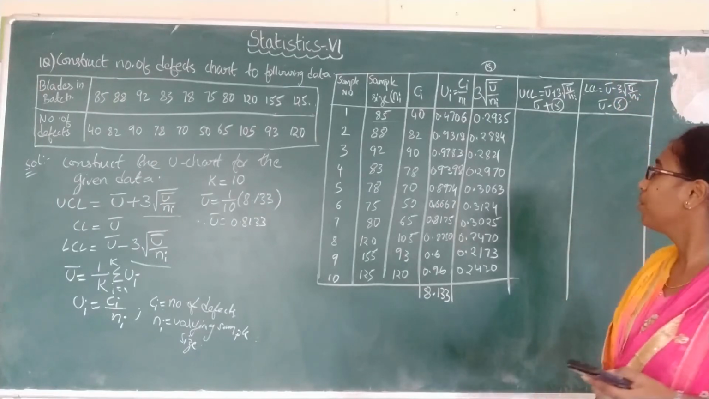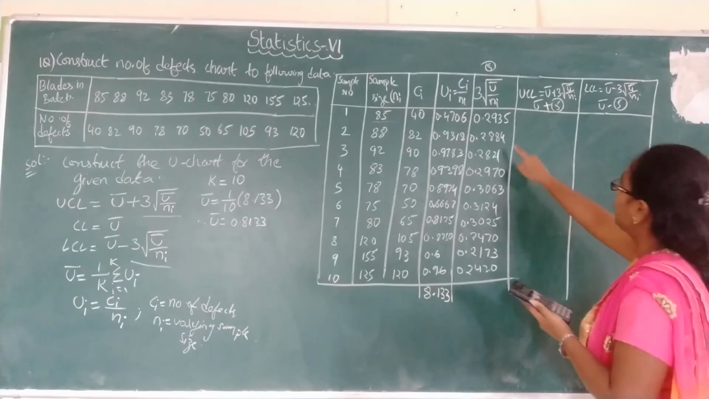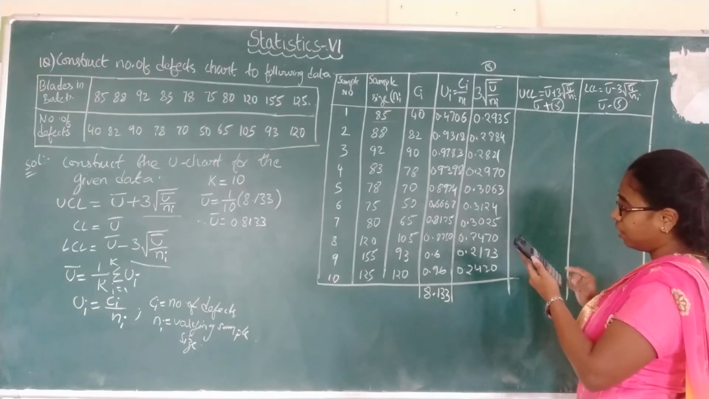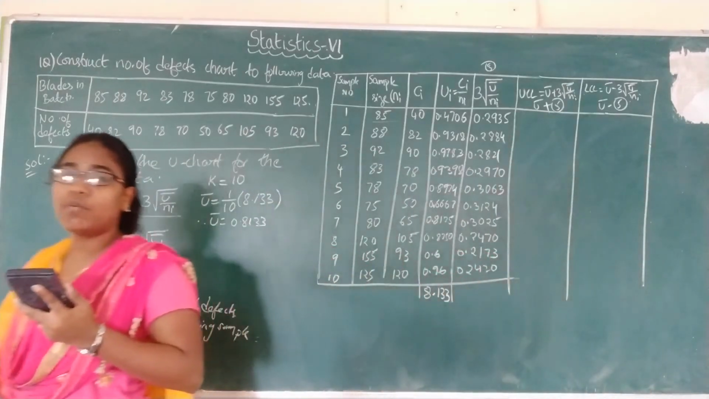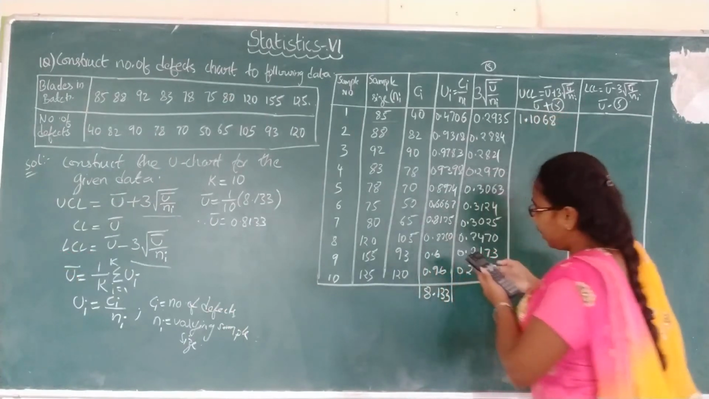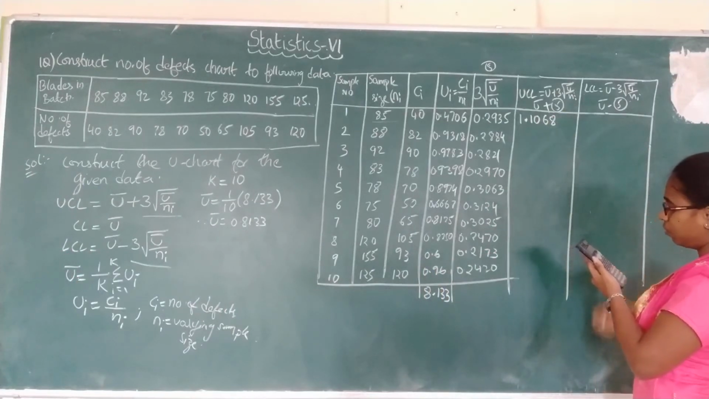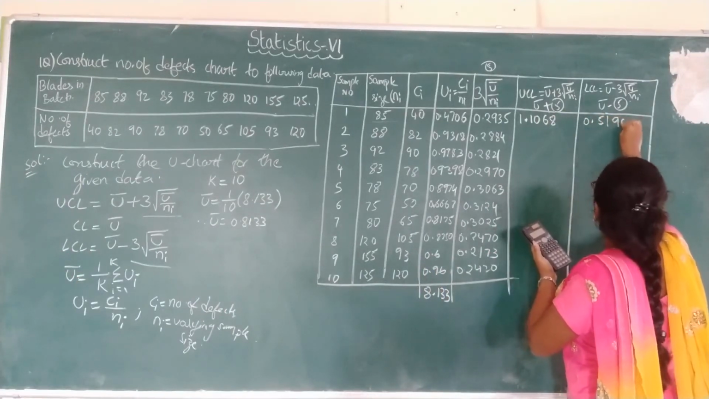Now if you observe, what is the U bar value? 0.8133 plus this value 0.2935. So you get the first UCL value as 1.1068. Similarly, you put minus, you will get the LCL value also as 0.5198.